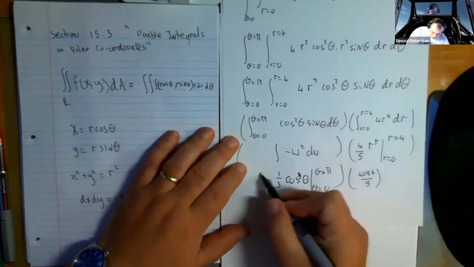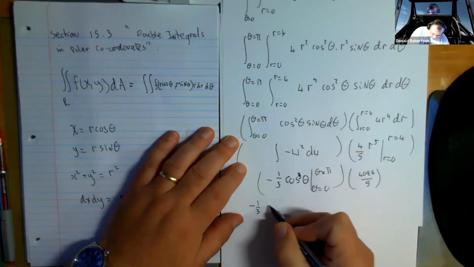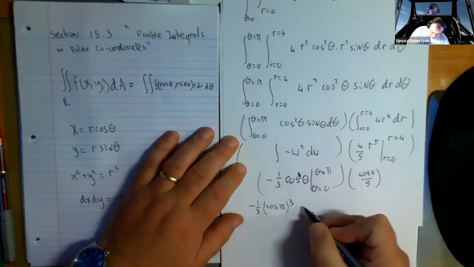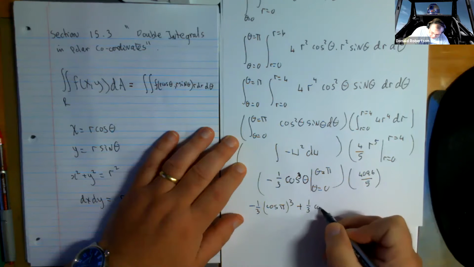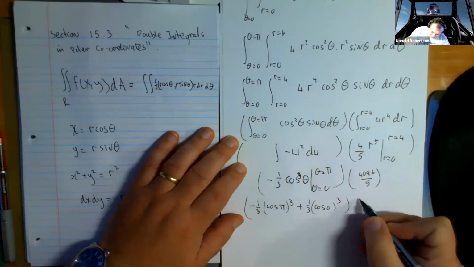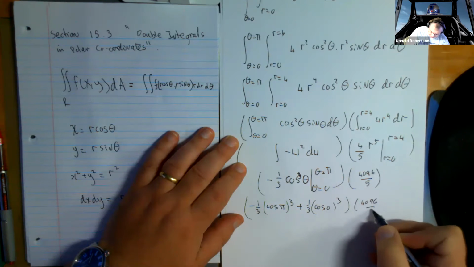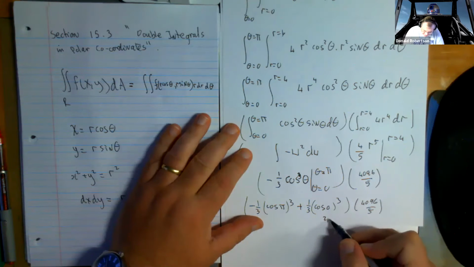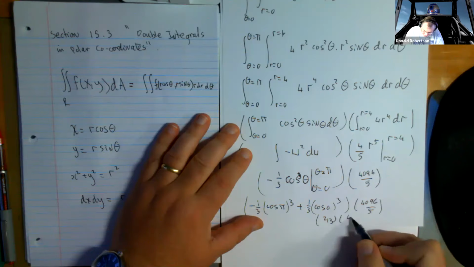Plug in pi: negative 1/3 cosine of pi cubed. Take away a takeaway, so it's add 1/3 cosine of 0 cubed, times this ridiculous fraction. Cosine of pi is -1, and -1 cubed is -1. So what do you get? After all that hard work, you just get 2/3.